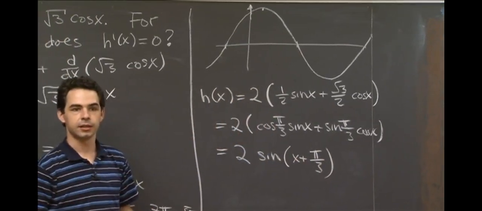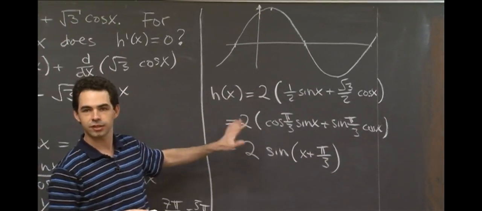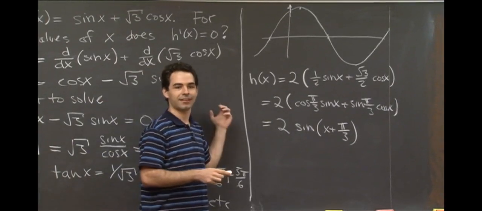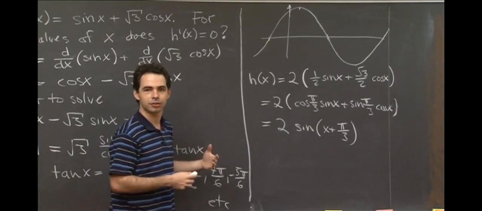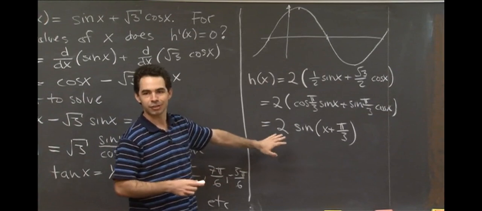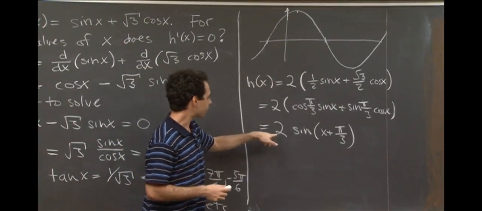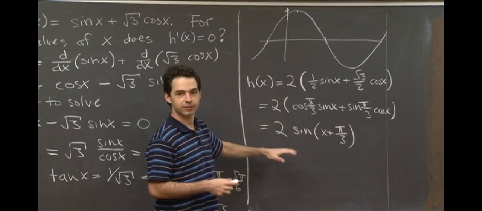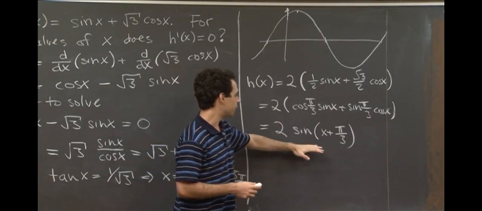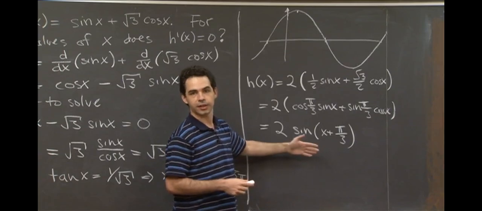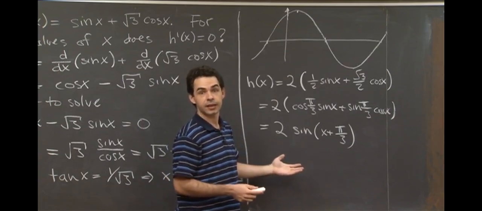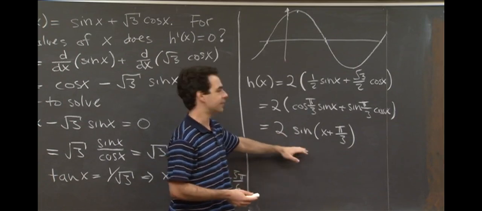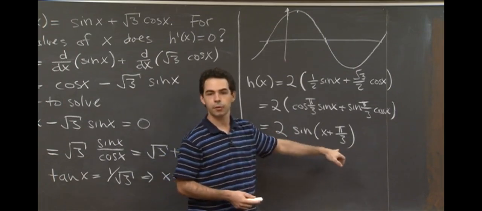pi over 3. So far we haven't done any calculus. In our first solution, we did some calculus first and then some algebra and trigonometry. So far we've just done some algebra and trigonometry. Now, the points where h prime of x is equal to 0 are the points where the graph of this function has a horizontal tangent line. So either you can compute its derivative using your rules or by the definition, or you can just say, oh, we know what this graph looks like.